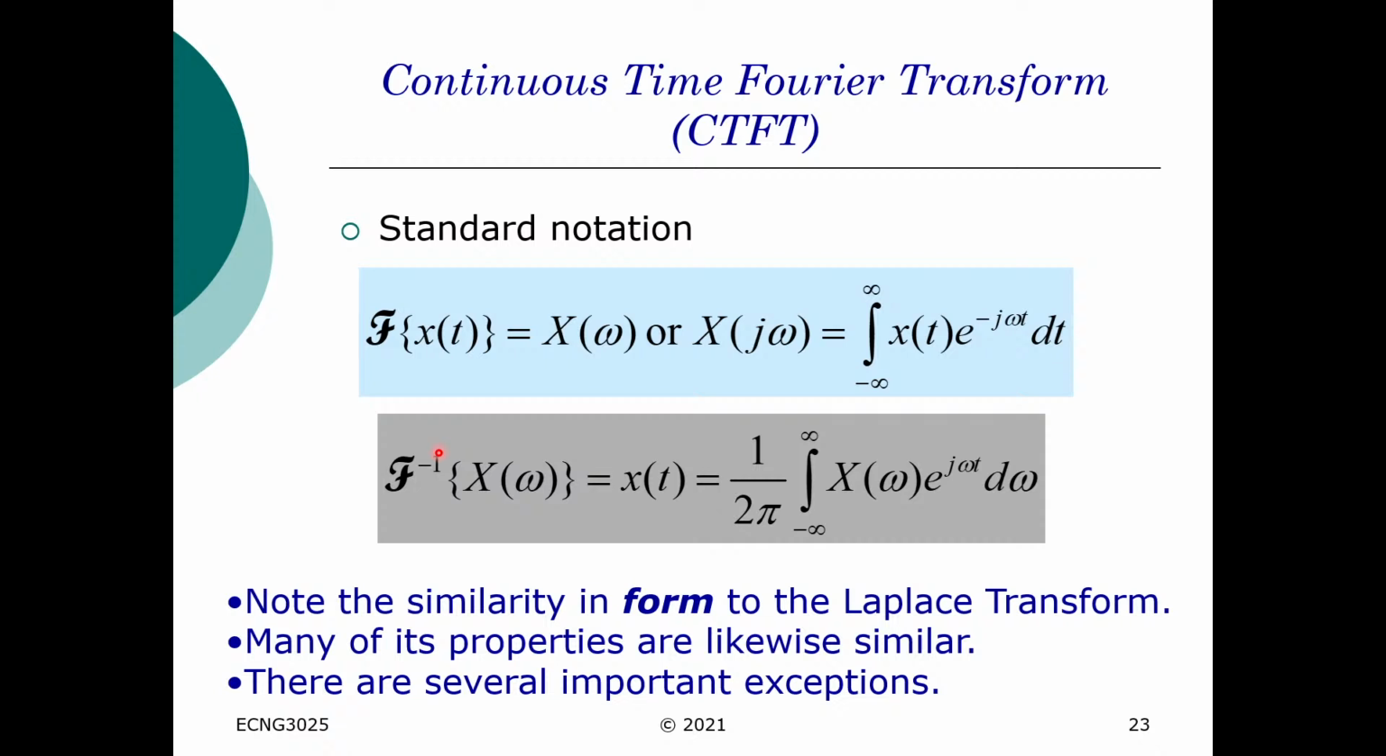And the standard notation for these equations, if you're watching these in the textbook, is capital F of x of t here, and F to the minus 1 if you're doing the inverse for X of omega. And the Fourier transform itself shares very similar properties to the Laplace transform. There are just one or two important exceptions that need to be highlighted, but we'll talk about those in a later lecture.